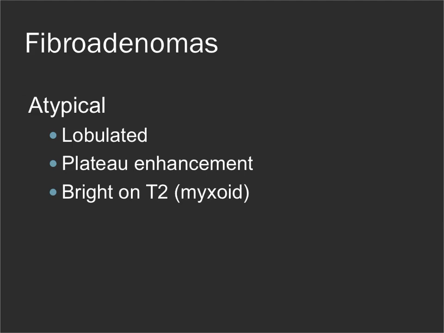Some fibroadenomas are not quite as helpful as others, and they may have atypical appearances. They may be more lobulated. They may have plateau enhancement, and it's not that uncommon for them to be bright on T2. Usually these are more myxoid type fibroadenomas, and that's a positive sign that this is a fibroadenoma if we see it along with the other features of being smooth and well marginated. Obviously, if you see something that is spiculated, just because it's bright on T2, you don't necessarily want to blow it off.